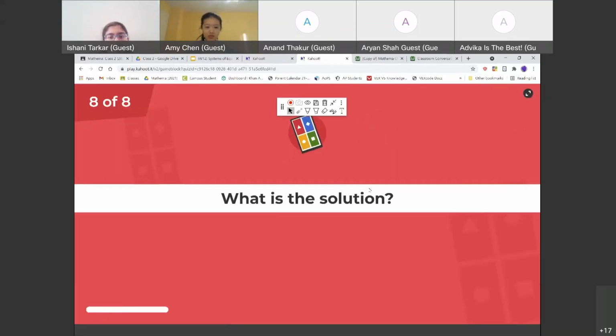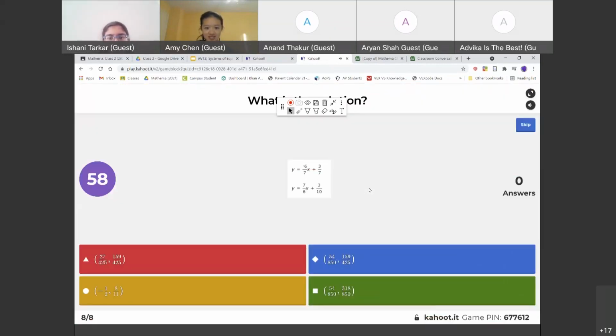Oh, double points. Wow. Green. What is the solution? If we could see that in the question, that would be nice. Yes. It's not too lazy. And I realize I'm wrong.